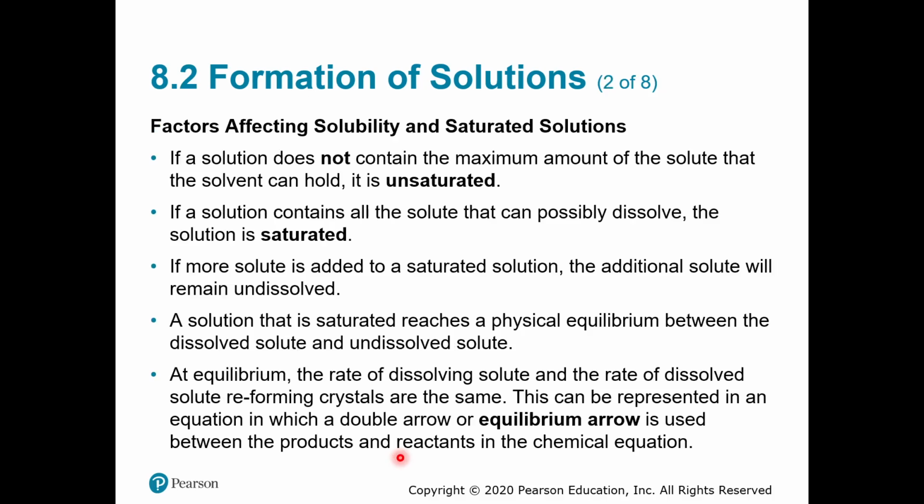Okay, now let's talk about some of the factors affecting solubility and saturated solutions. A solution that does not contain the maximum amount of solute that the solvent can hold is called unsaturated. You should see it all dissolved, and it won't have any solid coming back out. If a solution contains all the solute it can possibly dissolve, then the solution is saturated. You've given it sufficient time, you've given it sufficient stirring, and you see solid still at the bottom. That's going to be saturated.